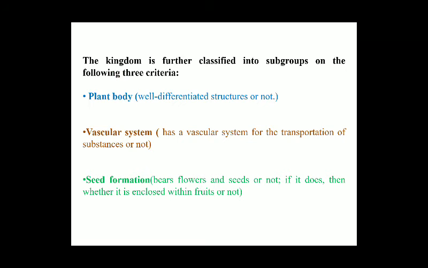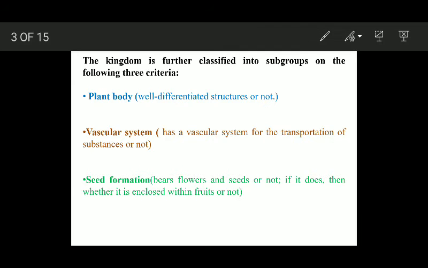The kingdom has been divided into subgroups or divisions on the basis of three criteria. The first criterion is plant body, whether plant body is differentiated into roots, stems and leaves or not. The second one is vascular system, whether the plant body possesses vascular tissues for the transportation of substances or not. And the third one is seed formation, whether the plants form seeds or not, and if it does produce seeds, whether these seeds are encased in fruits or not. Okay, so these are the three criteria that have been used to classify the organisms that come under kingdom plantae.